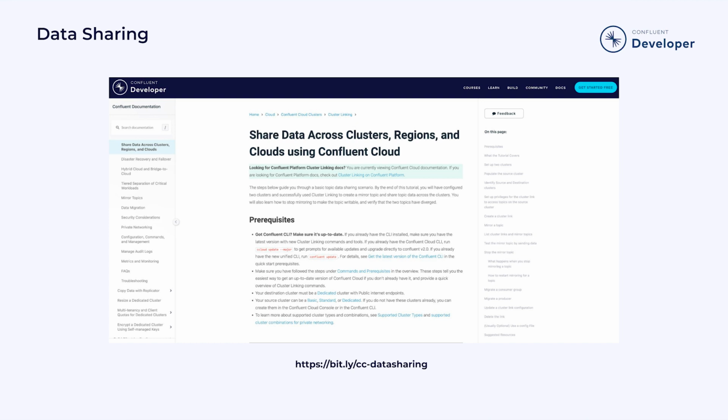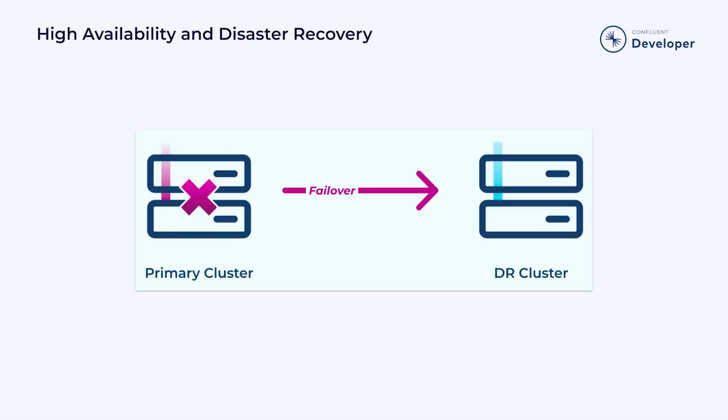Be sure to check out this fantastic tutorial on how to share your data across clusters, regions, and clouds on the Confluent documentation site. By the end of the tutorial, you will have configured 2 clusters using cluster linking to create mirror topics and shared topic data across the clusters. You will also learn how to stop mirroring to make the topic writable and verify that the 2 topics have diverged.